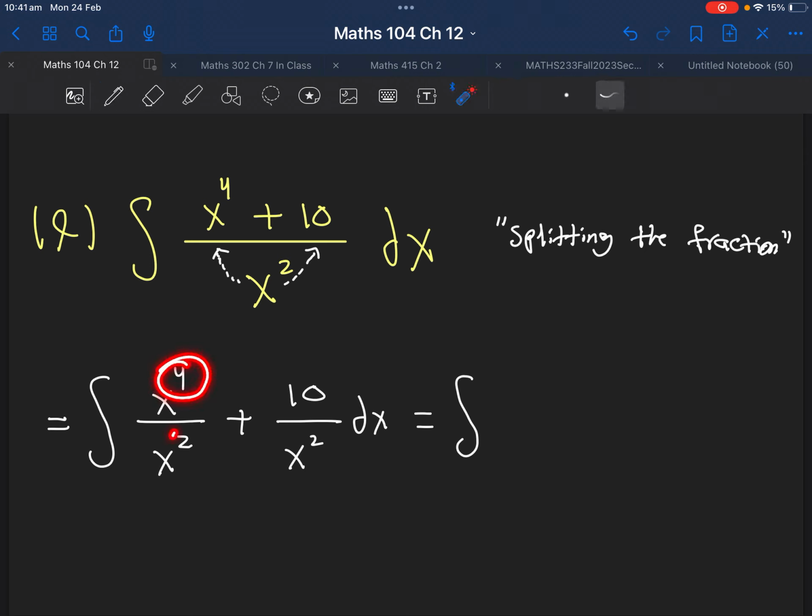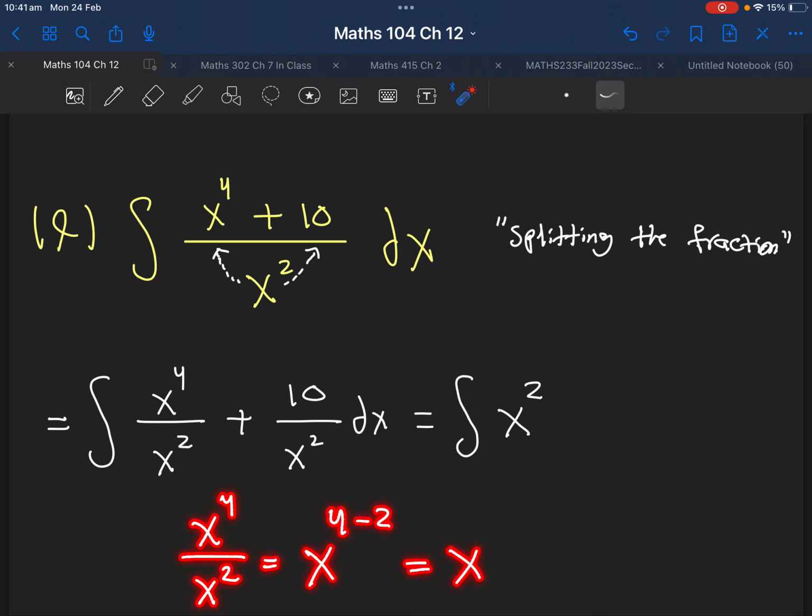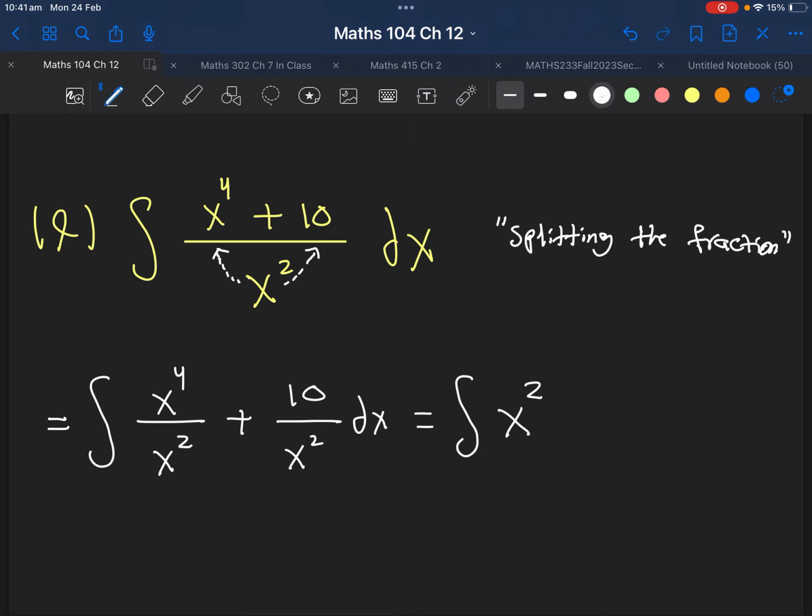x power 4 divided by x^2 will be just x^2. Why is that? Because remember, x^4 divided by x^2 is the same as x^(4-2), which is x^2. And then we have plus 10x^-2 dx. I'll just take x^2 in the top.